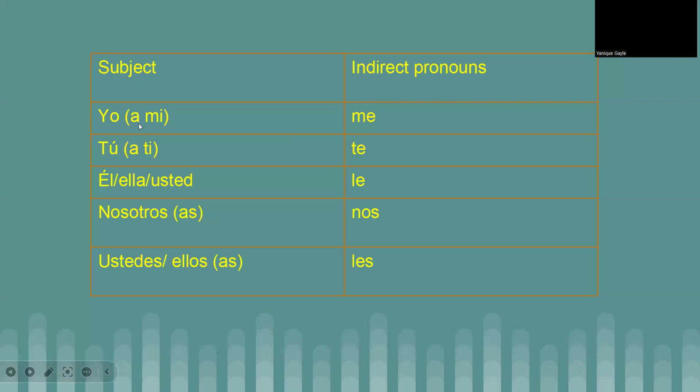For example, when we're referring to first person, yo, we're going to use me. If it's you, we're going to use te. If it's él, ella, usted, it's going to be le. If it's nosotros, we're going to use nos. And if it's ustedes, ellos or ellas, we're going to use les.